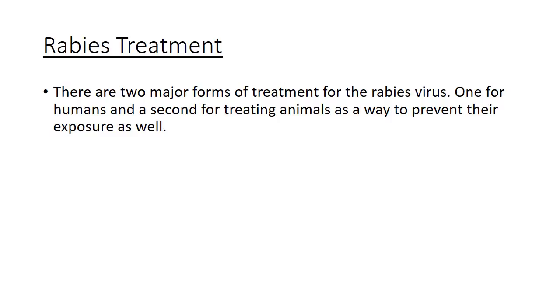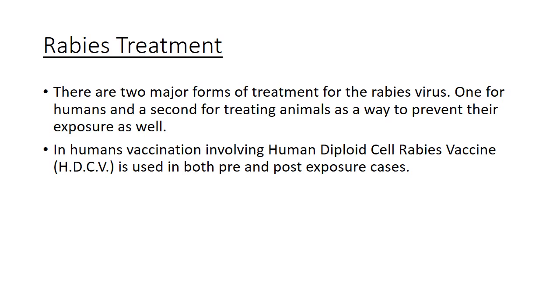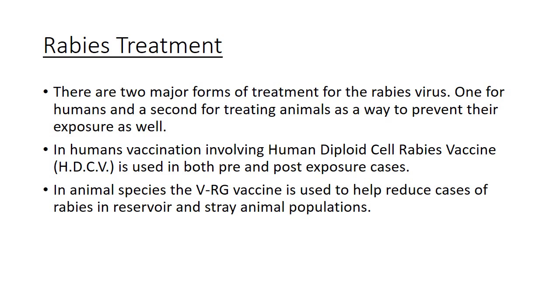There are two major forms of treatment for the rabies virus, one for humans and a second for treating animals as a way to prevent their exposure as well. In humans, vaccination involving human diploid cell rabies vaccine, HDCV, is used in both pre- and post-exposure cases. In animal species, the VRG vaccine is used to help reduce cases of rabies in reservoir and stray animal populations.